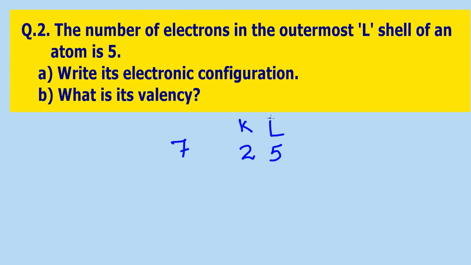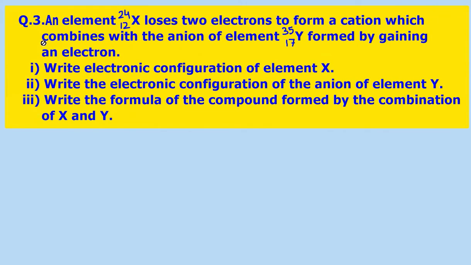What is its valency? Number of electrons in the outermost shell is 5. So how many electrons are required to complete its octet? 8 minus 5, 3. So its valency will be 3. So this is how this question can be solved. Next question is, an element X with mass number 24 and atomic number 12 loses 2 electrons to form a cation which combines with the anion of element Y having mass number 35 and atomic number 17, formed by gaining an electron. Write electronic configuration of element X.